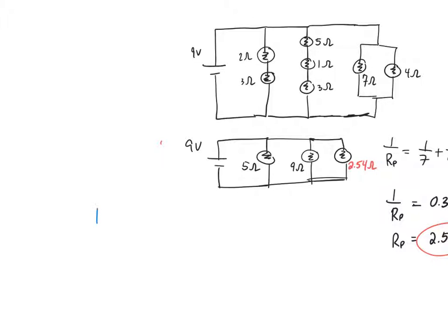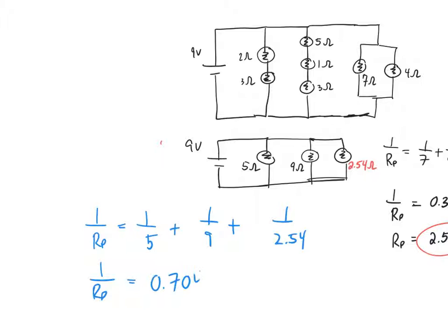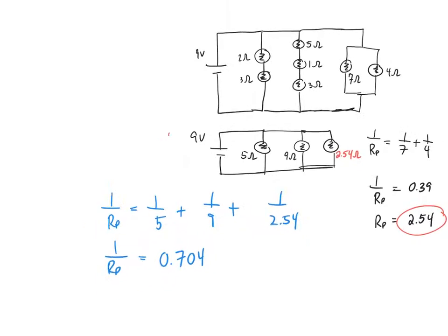1 over RP equals 1 over 5 plus 1 over 9 plus 1 over 2.54. What do I get when I add those 3 fractions together before inverting? 1/5 plus 1/9 plus 1/2.54 is 0.704. I just want verification that we all got it. Invert that: 1.41.